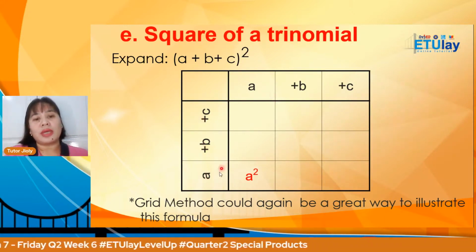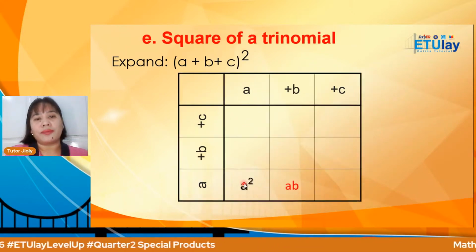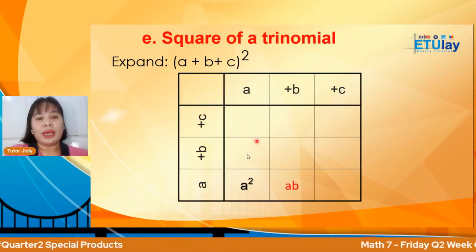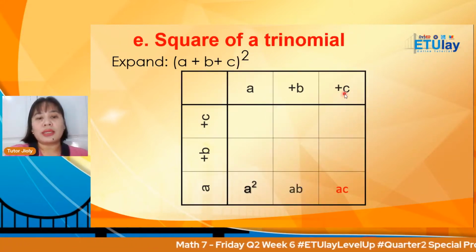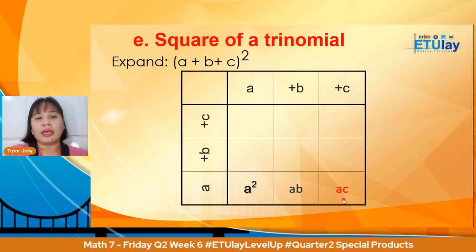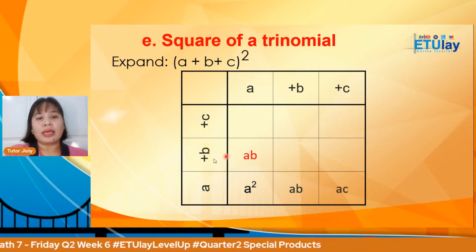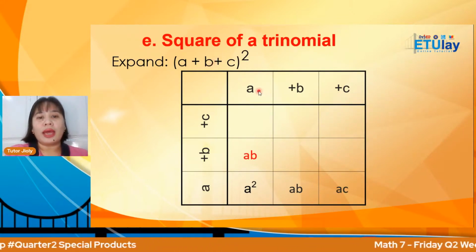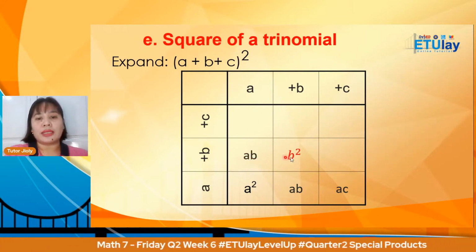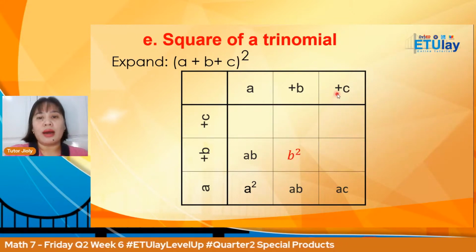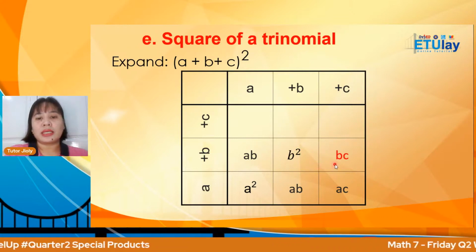So, A times A, that is A squared. Again, B times A, that is AB. Then we have C times A, that is AC. Okay, sa B na tayo, sa second term na tayo. So we have A times B, that is AB. Then we have B times B, that is B squared. Then we have C times B, that is BC.